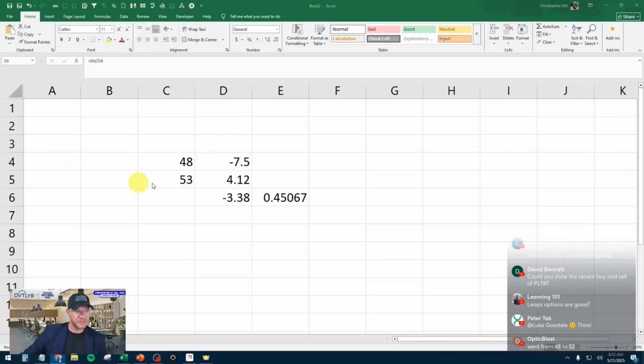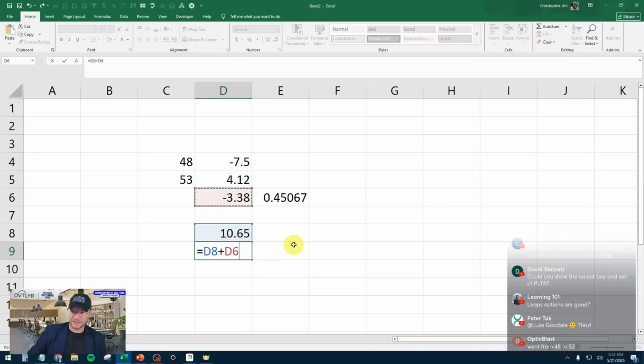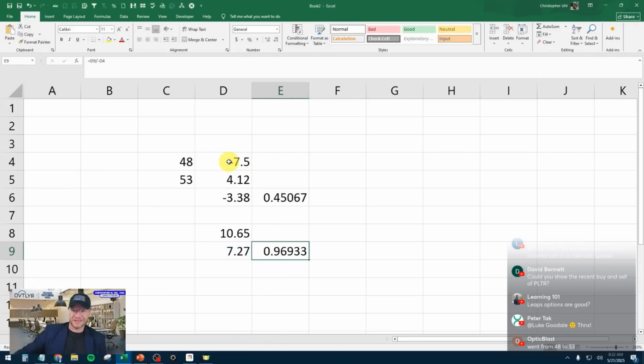And then when I closed it, I got to close for 10.65. That was when I closed the 53s, right? So now 10.65 minus this amount equals this plus this. That's how much my actual profit was, and that divided by the initial outlay means a 97% gain.